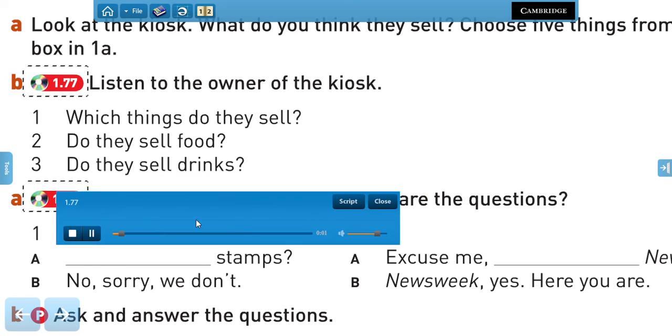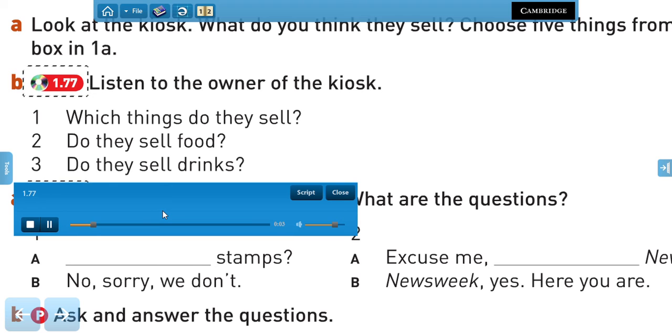Track 77. We sell newspapers and magazines, postcards and pens. What else? Sunglasses. Oh, and drinks. We sell bottles of water and soft drinks, like cola, lemonade. What about sandwiches? No, we don't sell food, only drinks.